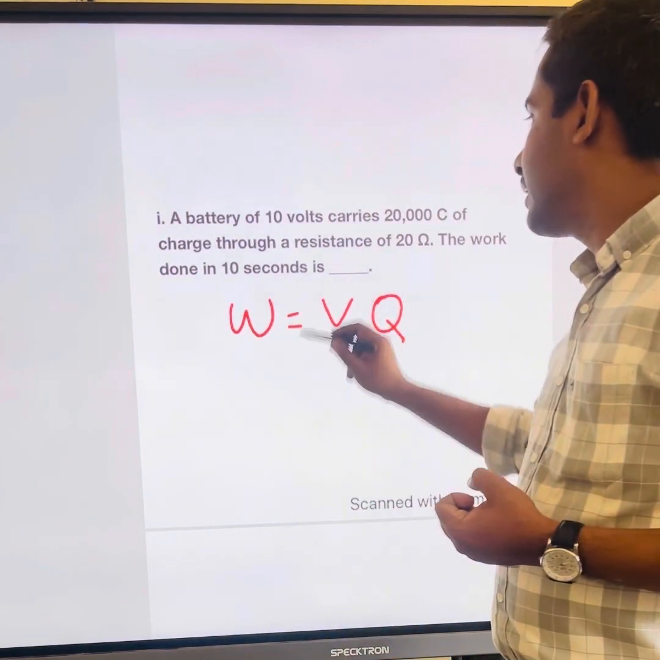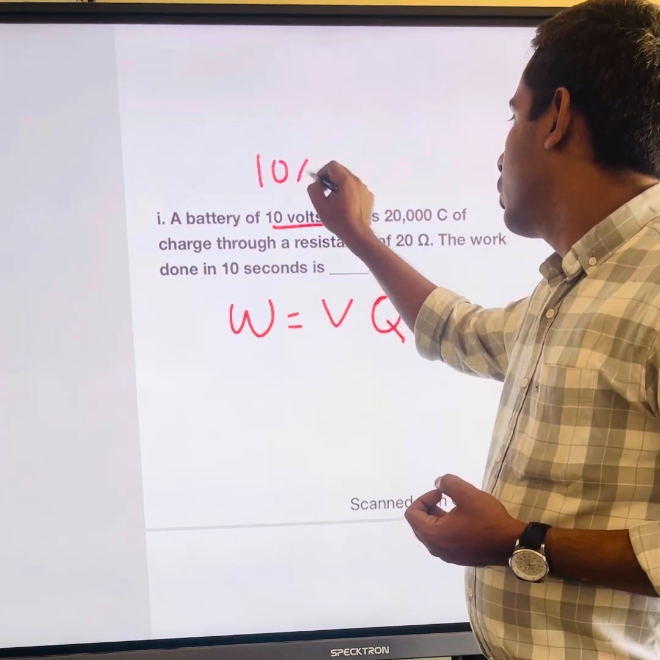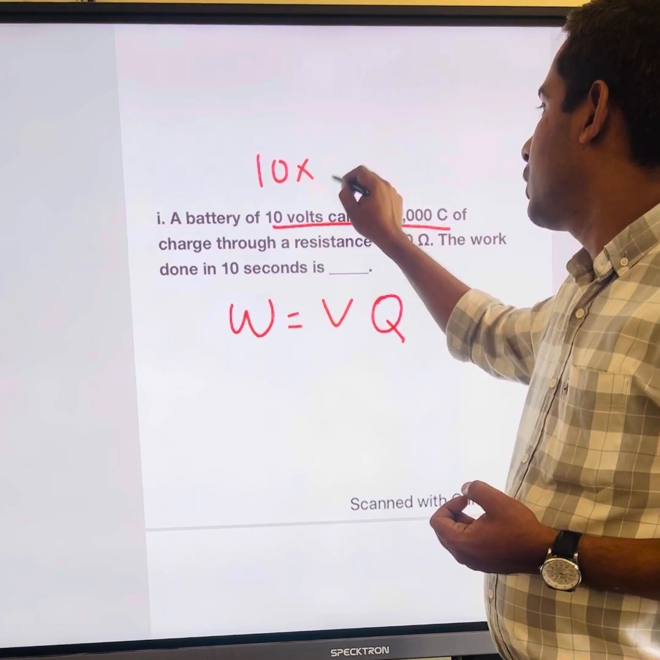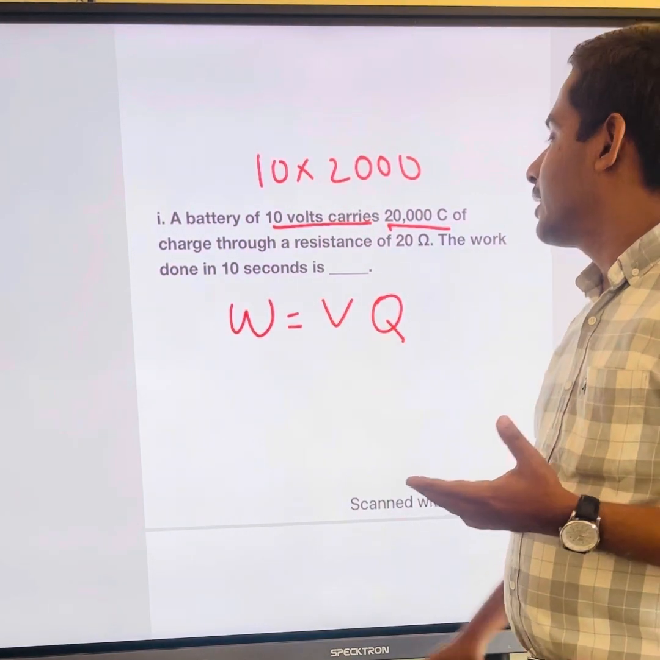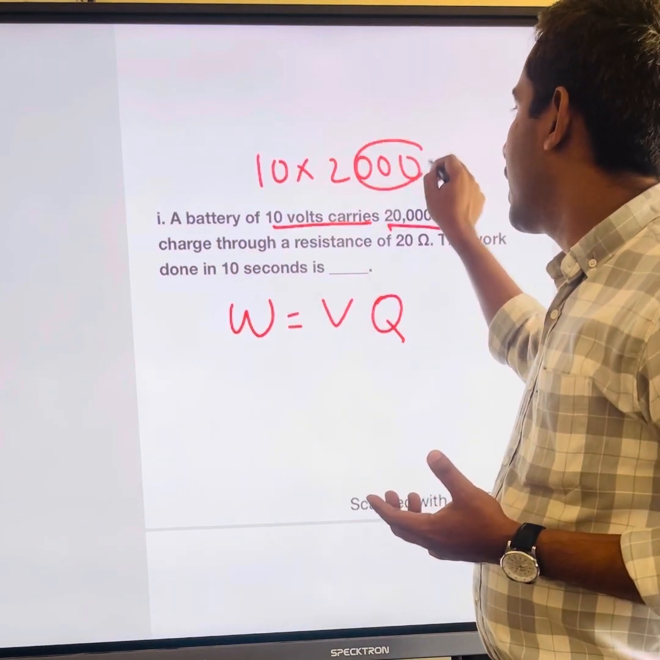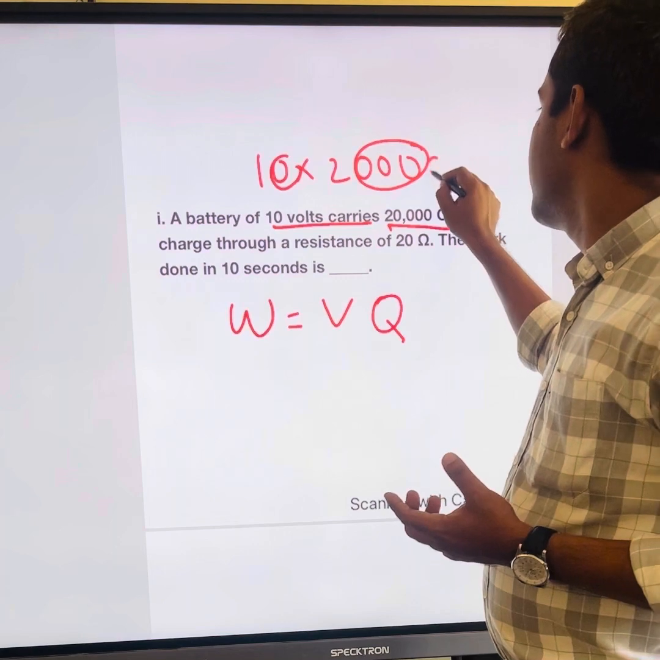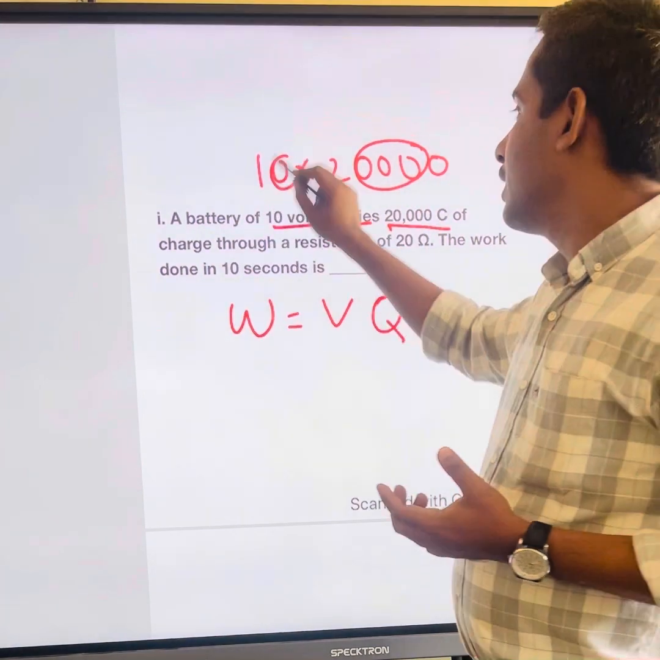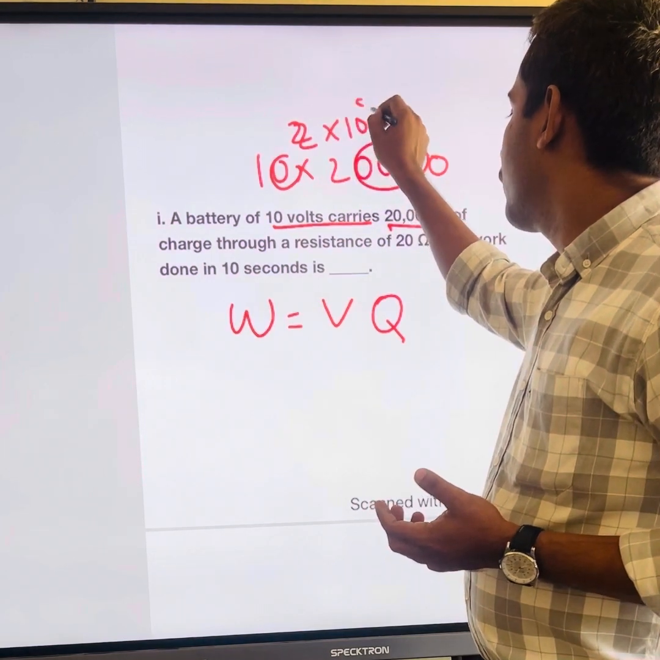From this they said 10 volt. So 10 into, about charge is 20,000, right? 10 into 20,000, that means here we have how many zeros? 4 zeros we have. Okay, here 5 zeros we have. So the answer is 2 into 10 raised to 5.